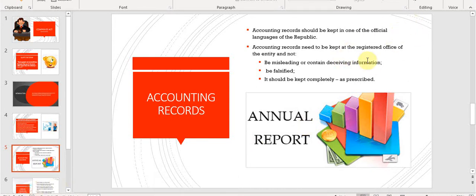In terms of the registered office and the Tax Act, the Tax Act says that the accounting records should be kept at the place of effective management. So you would find that that is the term that is rather used in the Tax Act.